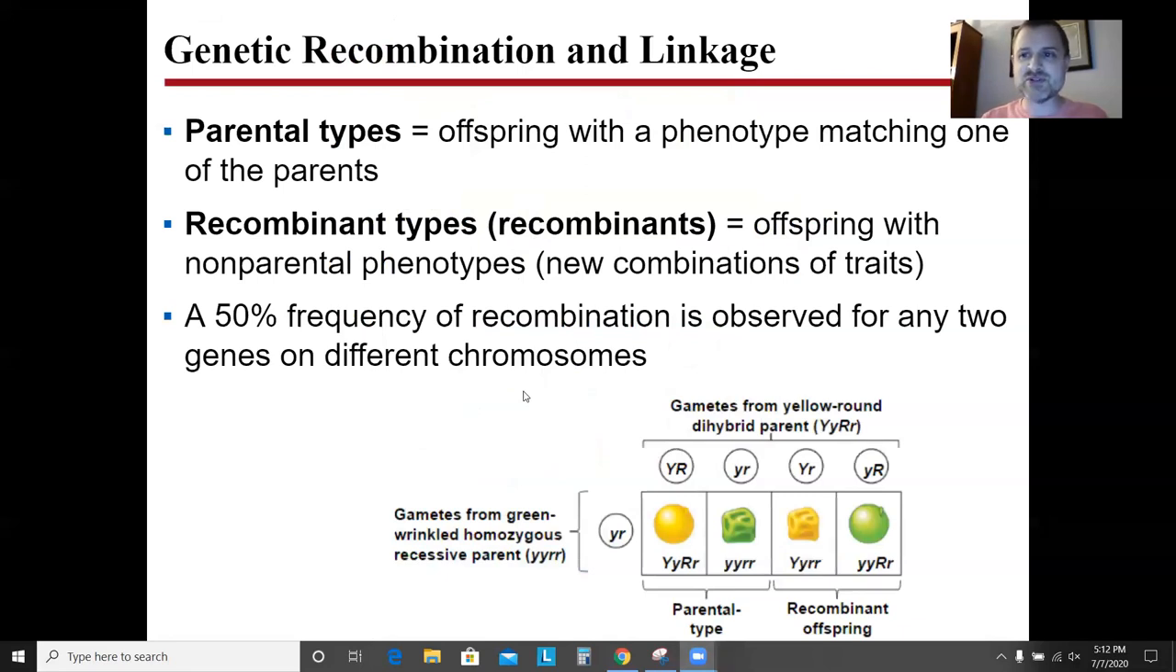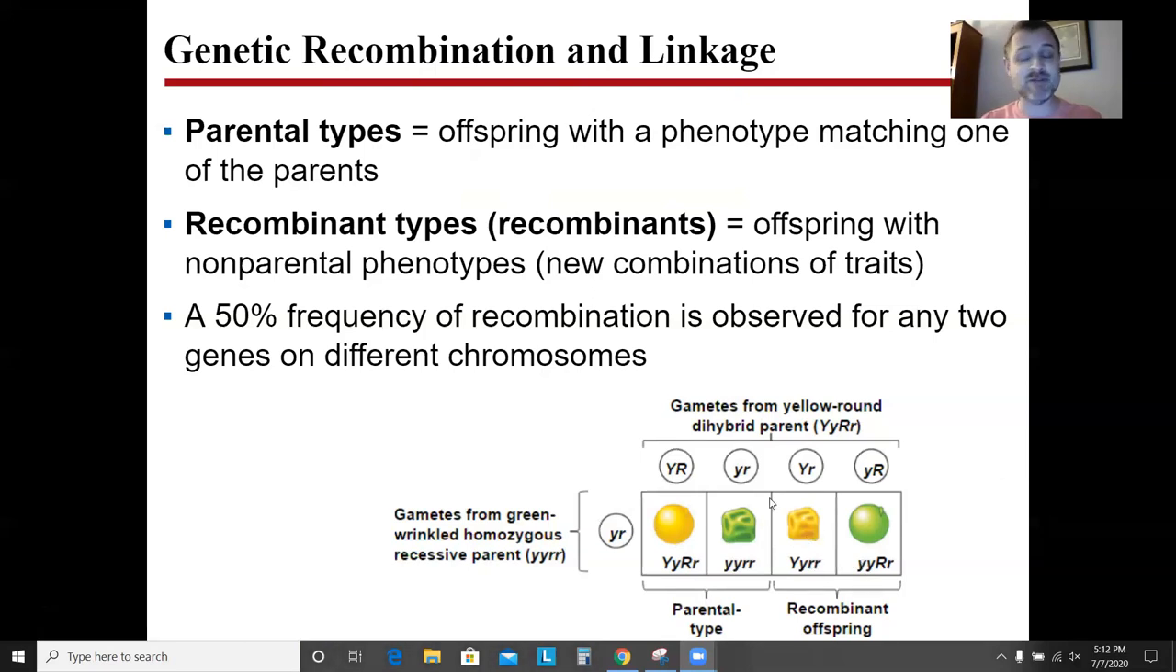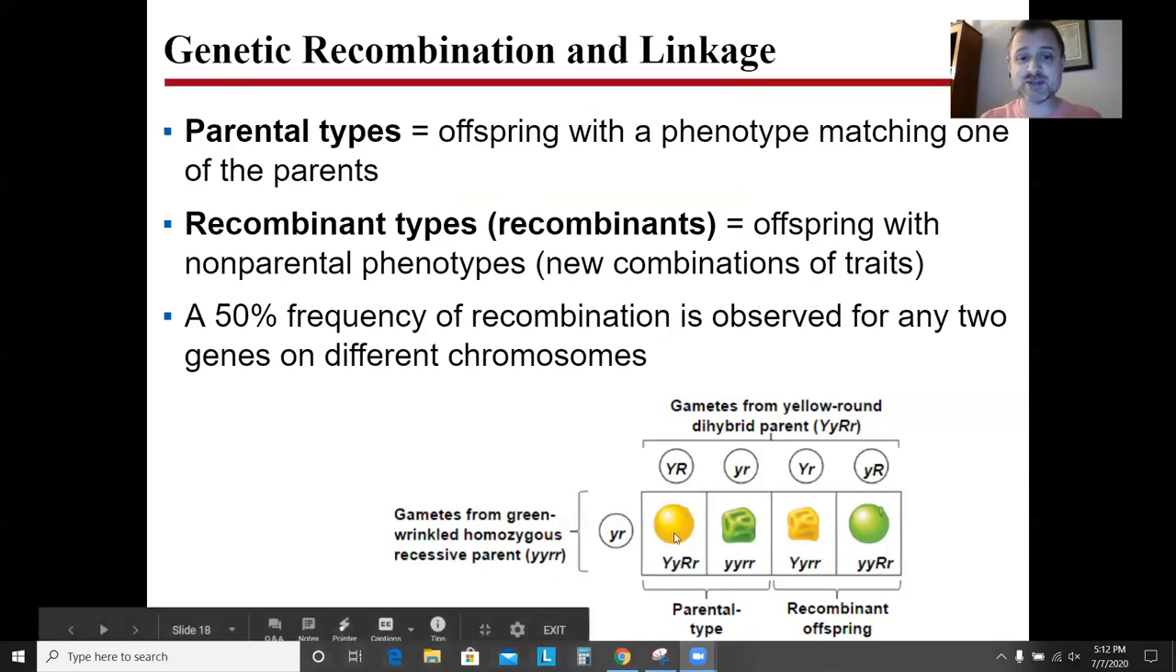This slide just shows the vocabulary, parental types and recombinant types. We have already done this. If the genes are on different chromosomes, it should be 50-50 parental types and recombinant types. This is just another example using peas. These are parental types, these are recombinant types. If they're on different chromosomes, it should be 50-50 which one you get, or in this case, 25-25-25-25, right?